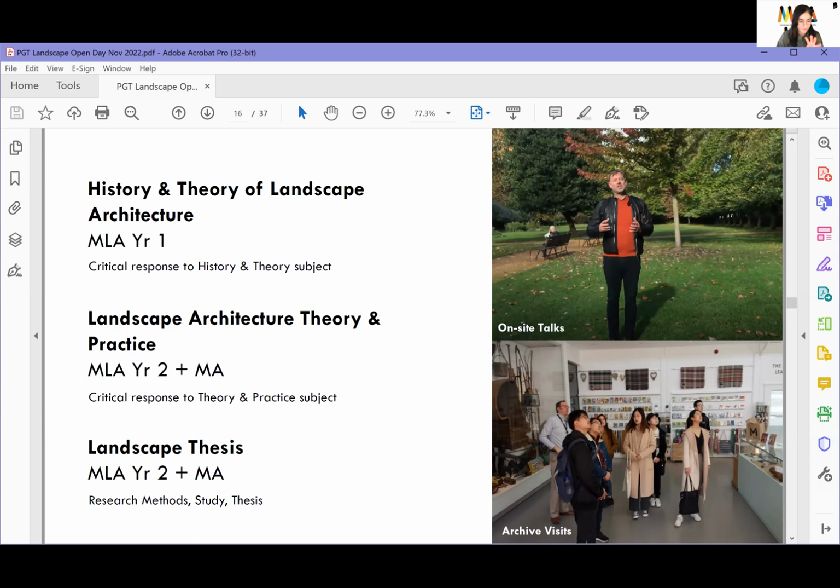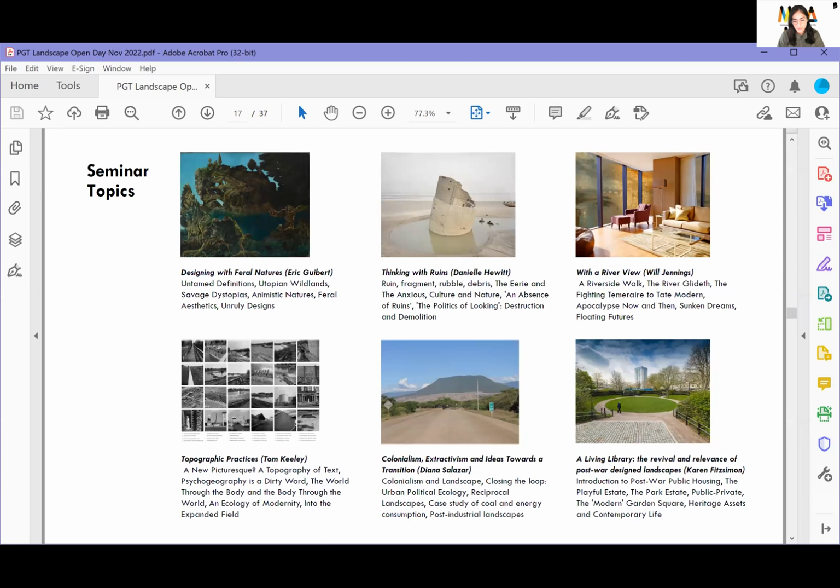So the difference across the 2 years is that, again, the MLA one, it's an introduction to lots of these concepts, which you may not have come into contact with before. And then by year two, or in your MA, you'll form a really unique critical position, which will then be expressed through this more ambitious thesis project. So again, seeing how you're building up to that final thesis project as well. And you'll also have the chance to choose a seminar, which is led by a different person.